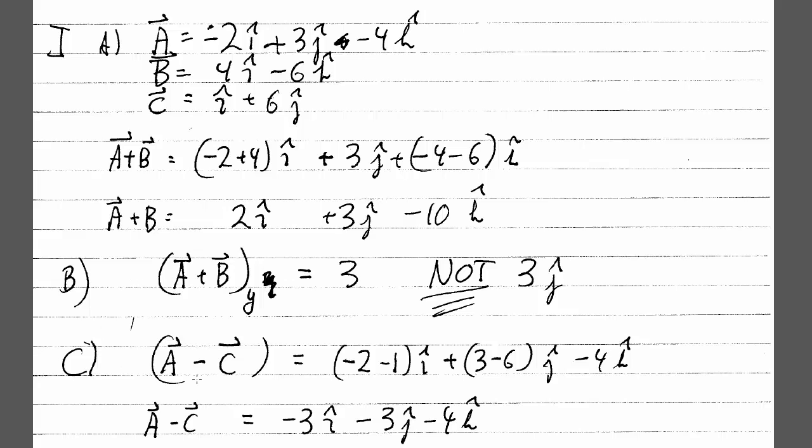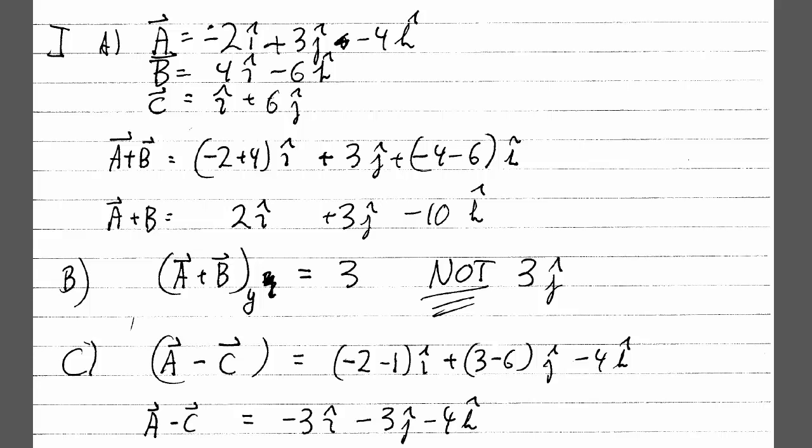If we do the subtraction, we again do the subtraction component-wise. So a vector minus c vector is the difference of the x components, minus 2 minus 1. Separately, the difference of the y components, 3 minus 6. And finally, the difference of the z components, minus 4 minus 0. The net result is that the difference vector is minus 3i hat plus minus 3j hat minus 4k hat.